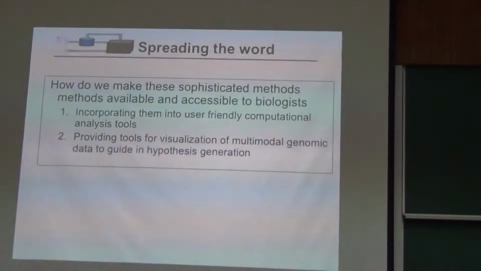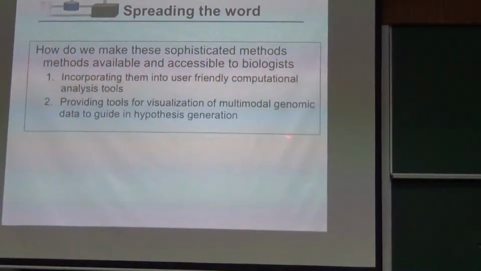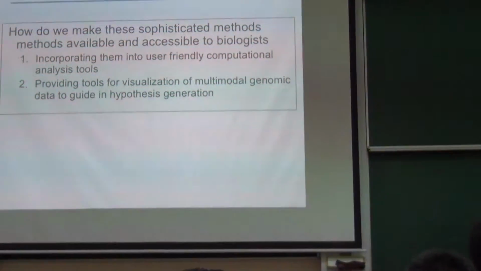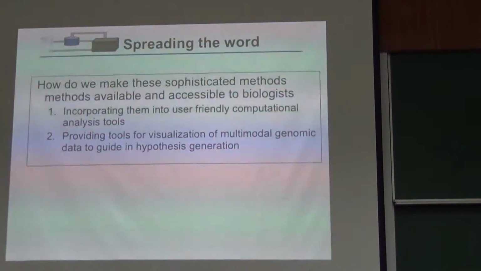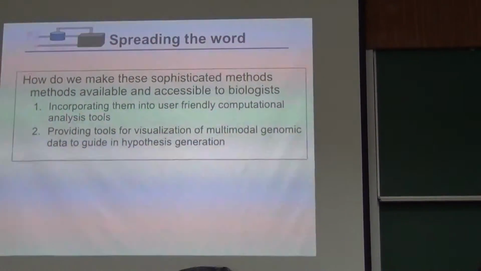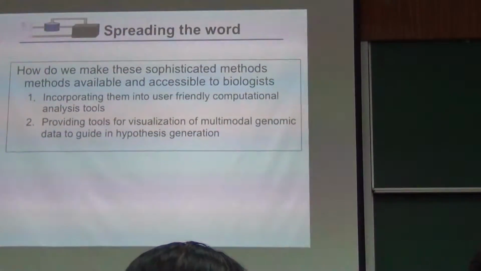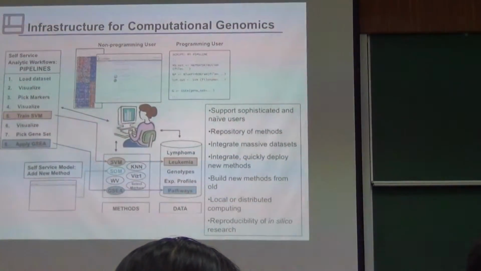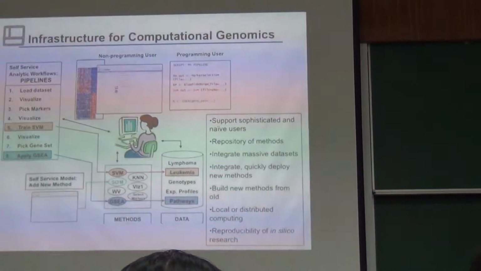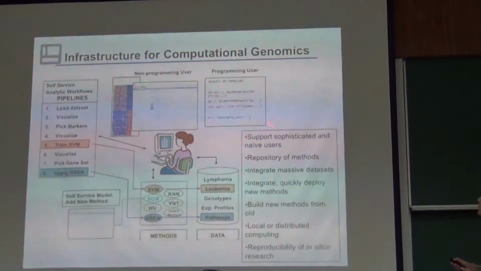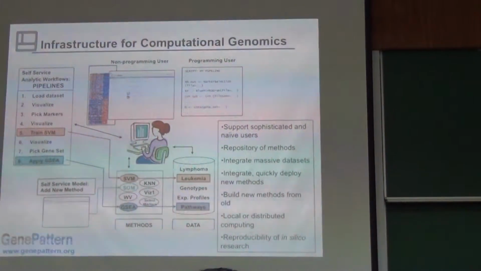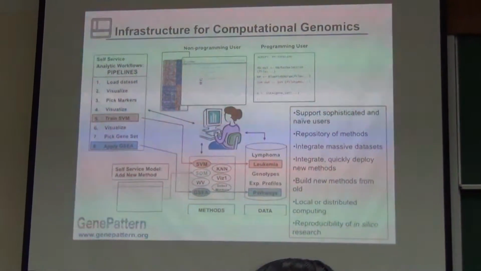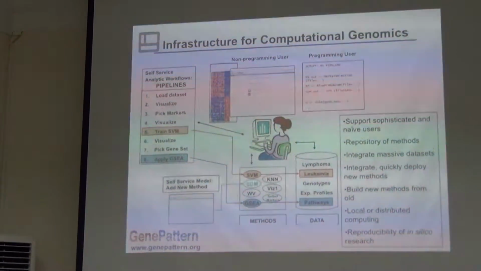And also to provide tools for visualizing all this different kind of genomic data to help to generate hypotheses for further study in the lab. So one of the big projects on the software side of the lab is this infrastructure for computational genomics. It's called GenePattern. It's freely available on the web.